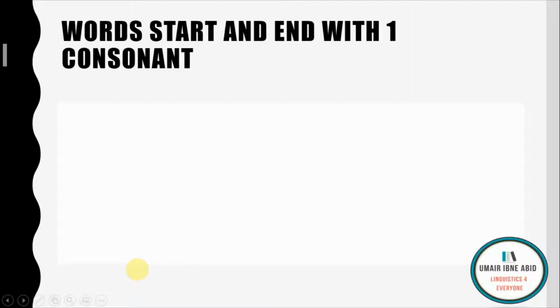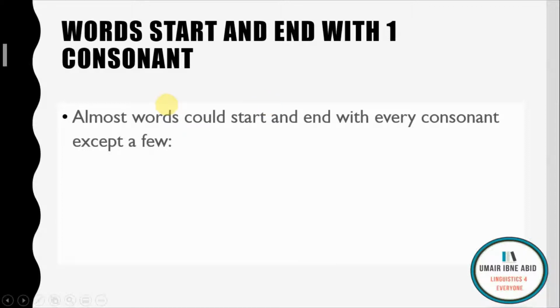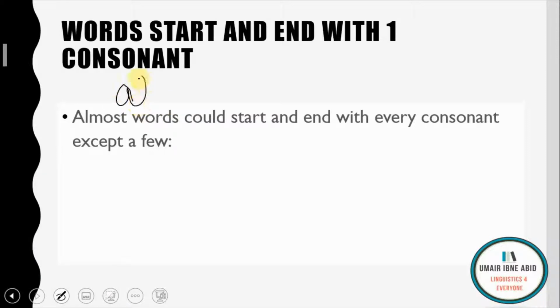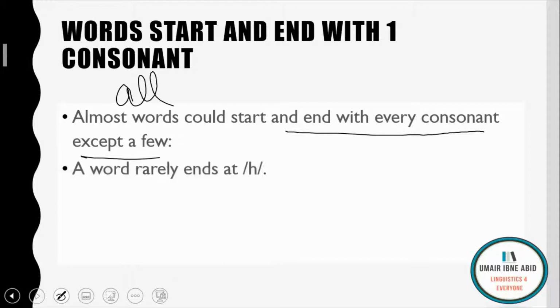So let's start with one consonant. As we know, almost all words could start and end with every consonant except a few. So what are the exceptions? A word rarely ends at h. You don't know any word in English which ends at the h sound.